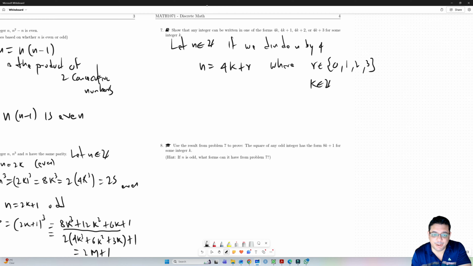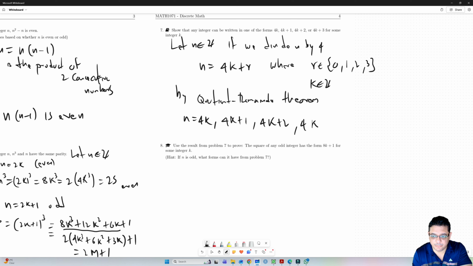And this is just by the quotient remainder theorem. So we have this, and what are the options? If I plug in the remainders, then that'll be n equals 4k, or 4k plus 1, or 4k plus 2, or 4k plus 3. Those are all the options that we have in there.